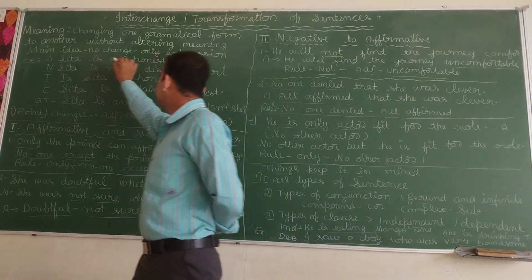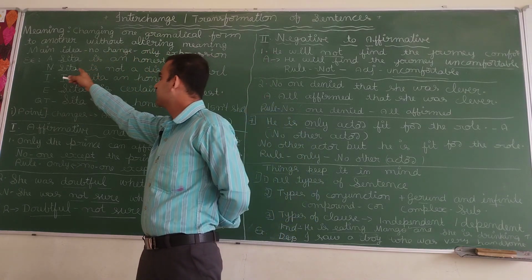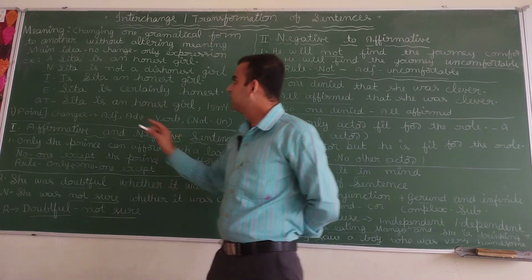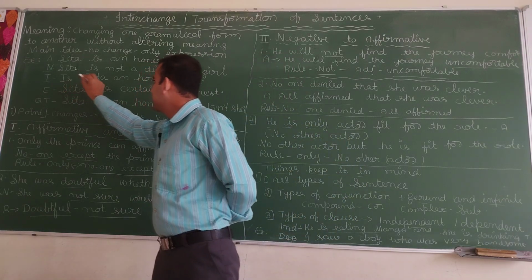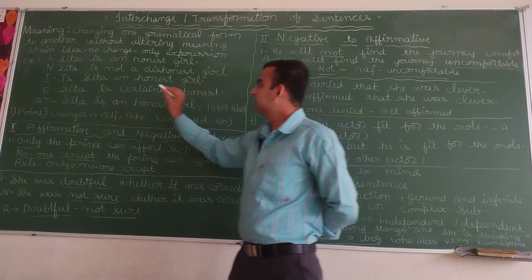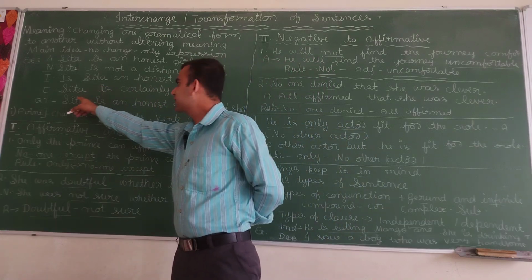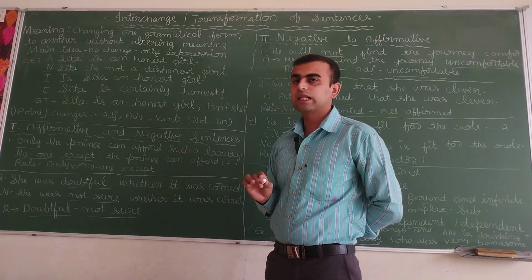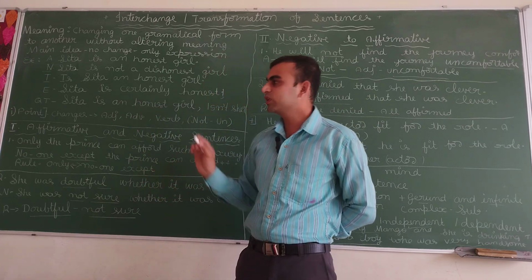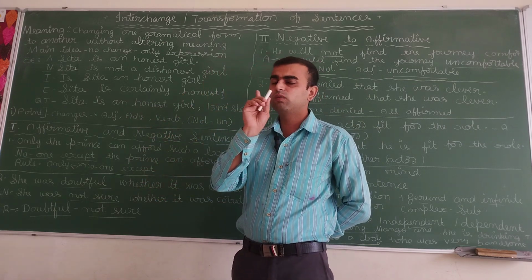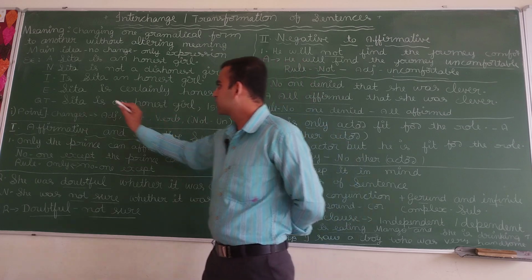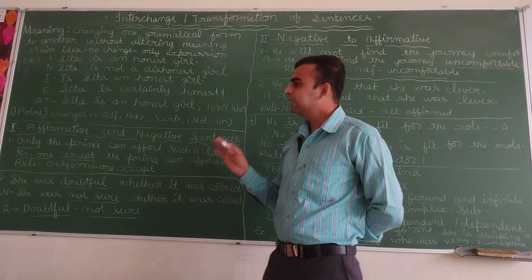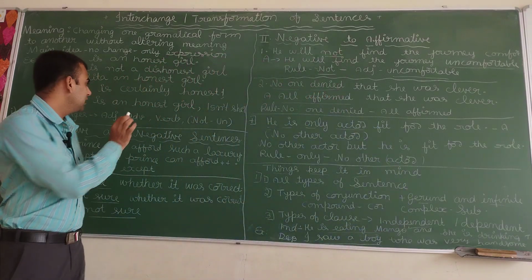Example, Sita is an honest girl. It is an affirmative sentence. When it becomes negative, it will become Sita is not a dishonest girl. How to make an interrogative sentence? Is Sita an honest girl? Exclamatory sentence: Sita is certainly honest. It is an exclamatory sentence. Then question tag. Question tag means I said there is one statement and second a short question. Sita is an honest girl, isn't she? A second thing we must keep in our mind.